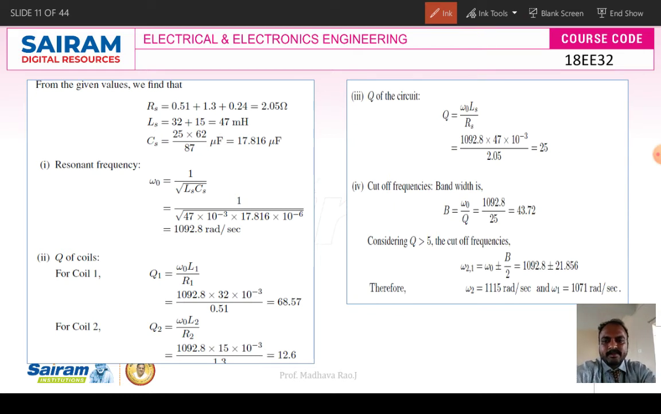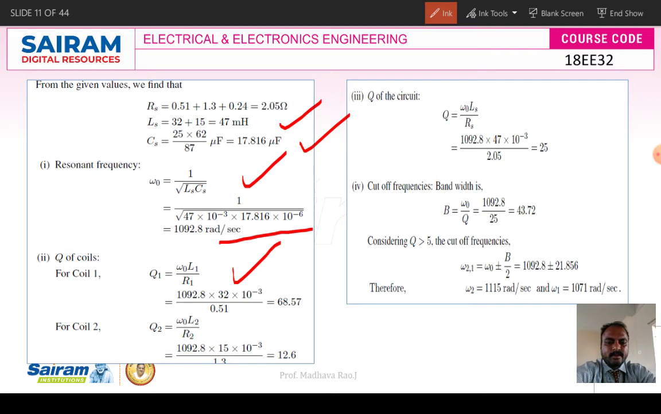So for resonance frequency we know omega naught is equal to 1 by root of Ls into Cs. Ls value is 47 millihenries, Cs value is 17.816 microfarad. Substitute here and find this omega naught, that is called the resonance frequency. Resonance frequency is equal to 1092.8 radians per second.